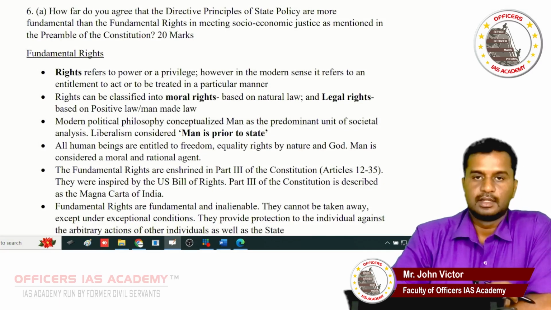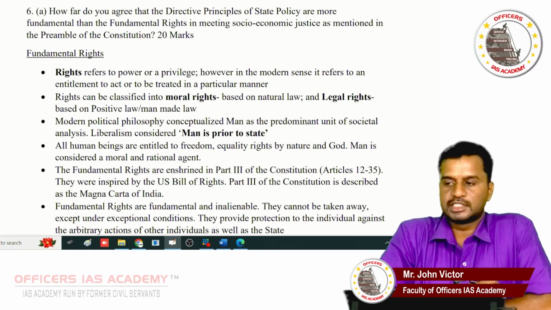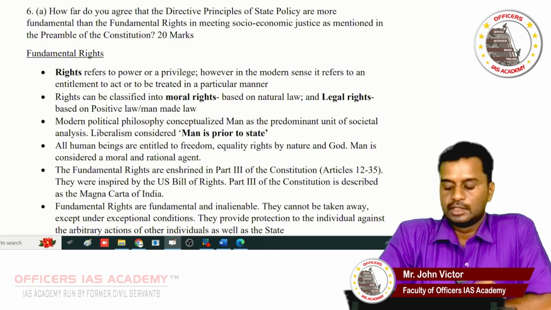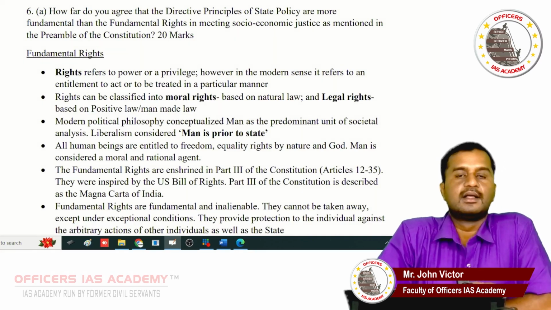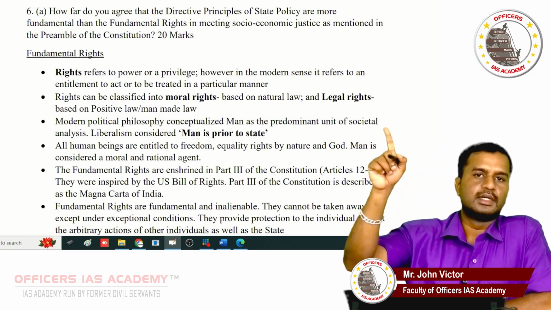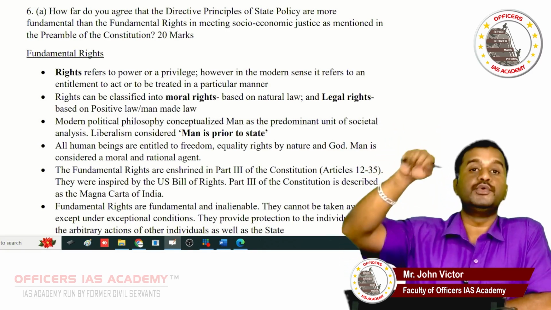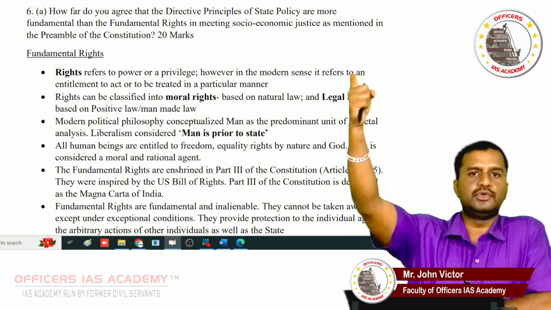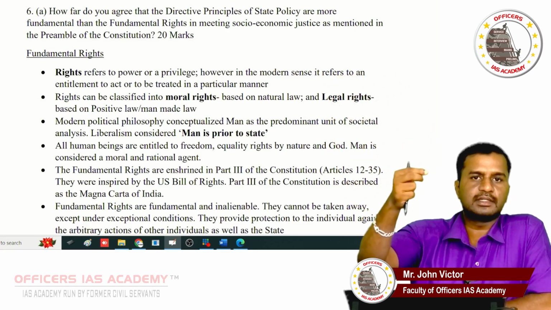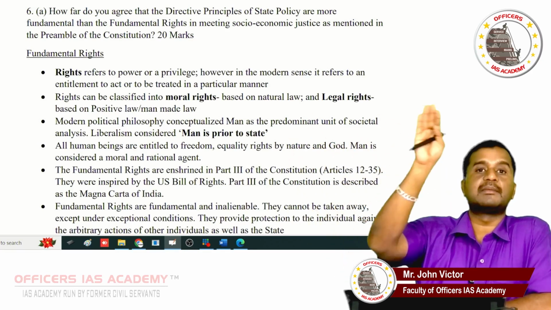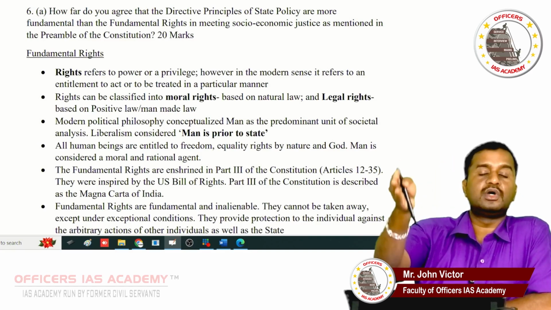Question number 6. How far do you agree that the directive principles of state policy are more fundamental than the fundamental rights in meeting socio-economic justice as mentioned in the preamble of the Constitution? Once again, start with Section A. DPSP relates to the ancient philosophy of duties. Duties for the king, is it not? Kautilya gave duties for the king. DPSP is giving duties for the Indian state. Correlate accordingly. On the other hand, fundamental rights are related to liberalism.